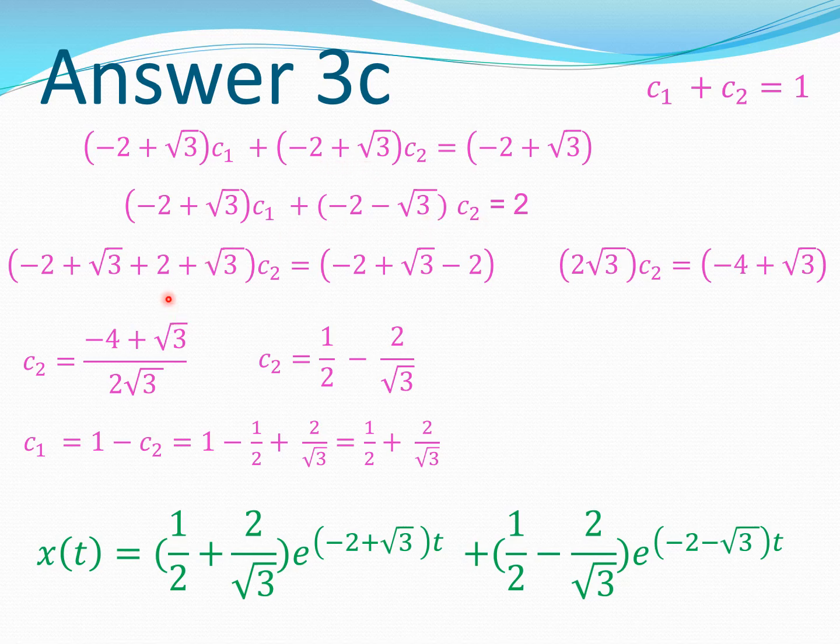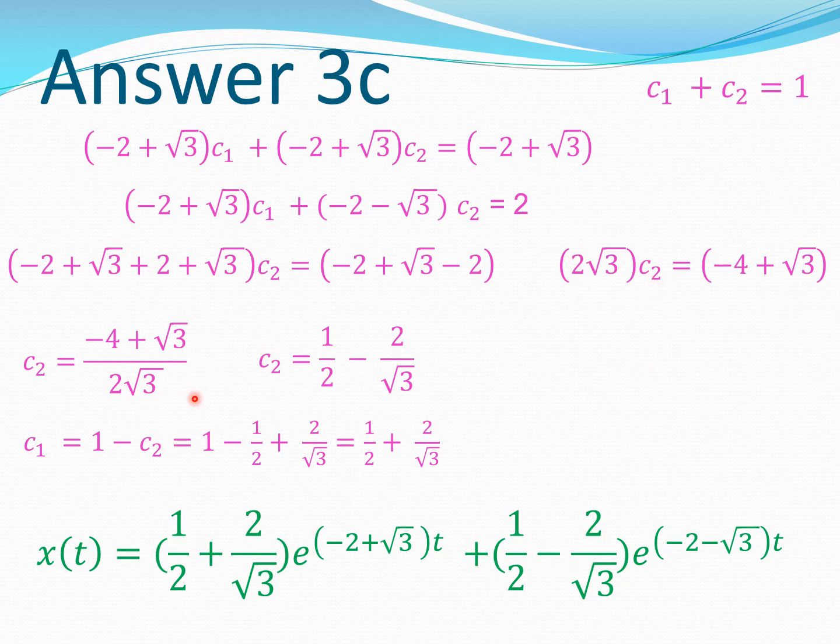So that will become positive 2 root 3, and this is going to be the coefficient of C2. Now on the right hand side I'll get minus 2 plus root 3, and I'll get minus 2 here. So this is immediately going to give me the solution for C2 because the minus 2 cancels out. I get 2 into root 3. So C2 times 2 root 3 is minus 4 plus root 3, and then I can solve C2 as minus 4 plus root 3 by 2 root 3 from this equation here.